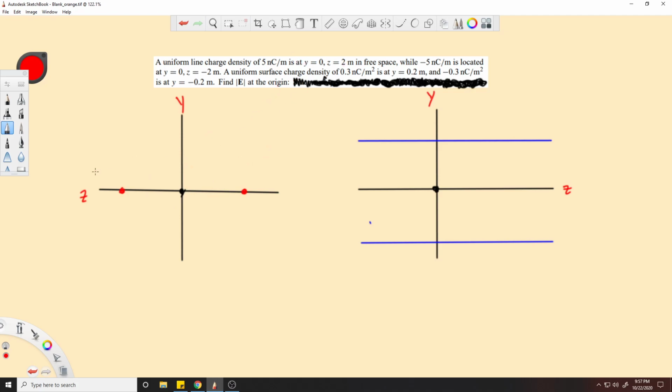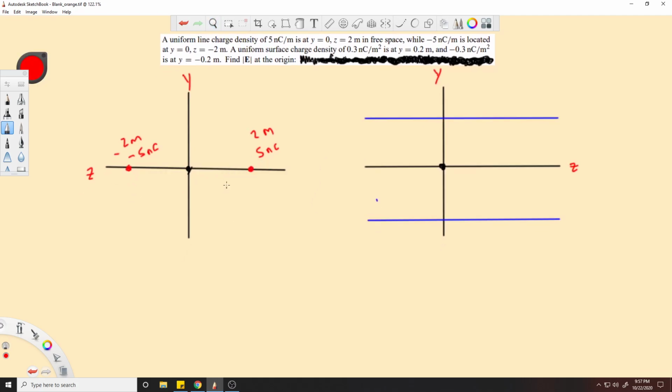So this is at -2 meters, 2 meters. And since this is positive, this is positive 5 nanocoulombs, negative 5 nanocoulombs. So what's going to happen here is we can see that the point is going to see an electric field line like this. And you could just take this one and then double it, because it's producing the same amount of electric field. Right? Same thing with this one.